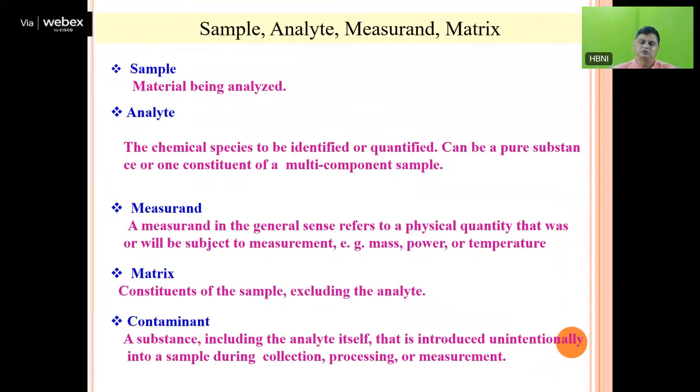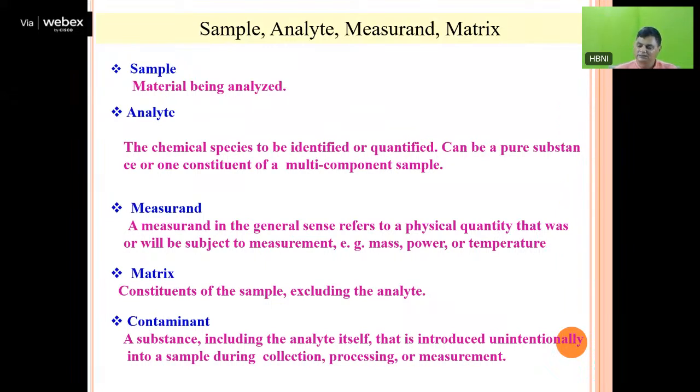the element which you want to analyze in that sample will be termed as an analyte. The chemical species to be identified or quantified, it can be a pure substance or a constituent of a multi-component sample. Then comes the measurement. Measurement is generally the quantity which we are going to measure. For example, if you are going to determine the mass or the concentration, then the mass is the measurement. And in case of some power or temperature, measurement in a general sense refers to a physical quantity that was or will be subject to measurement.